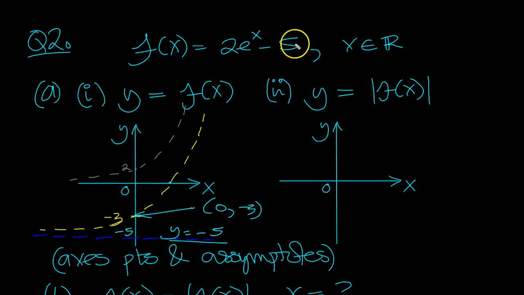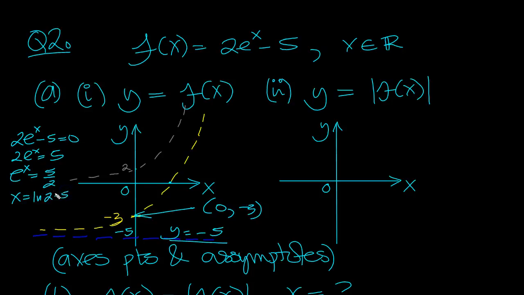When does this equal 0? So 2e to the x minus 5, when does it equal 0? Or when 2e to the x is equal to 5. e to the x is equal to 5 over 2. So x is equal to ln of 2.5, moving that down to be the log to the base e. So this would be ln of 2.5. That's another axis crossing point there. So I put these on the curve.